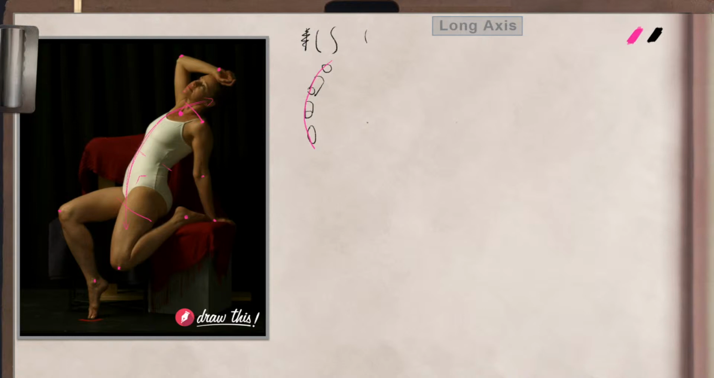Now, can I continue it throughout the body? Let's see. All right, so what I'm going to do is a couple of drawings based on this figure, and then I'll break them down.